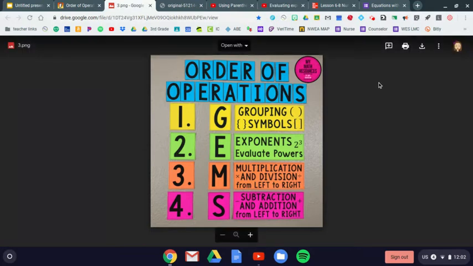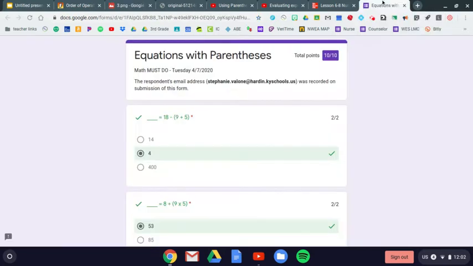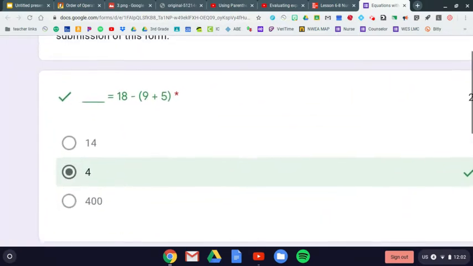Tomorrow for math, you're going to come back to the classroom and you're going to be doing an activity in a Google form. Here's my example of Google form. Look carefully. You will have 10 or 5 questions about equations with parentheses. You're going to need some time with an adult or some scrap paper to answer these questions, and your questions are going to look just like the ones that we did today.